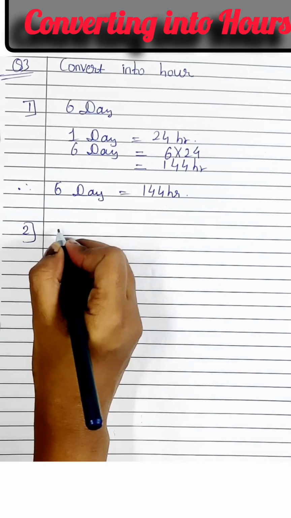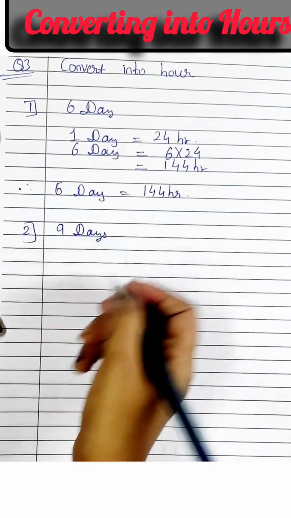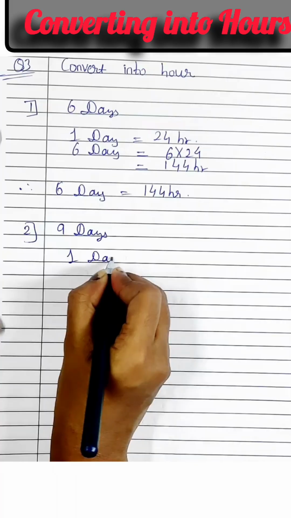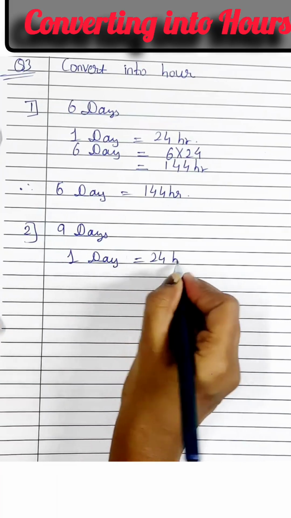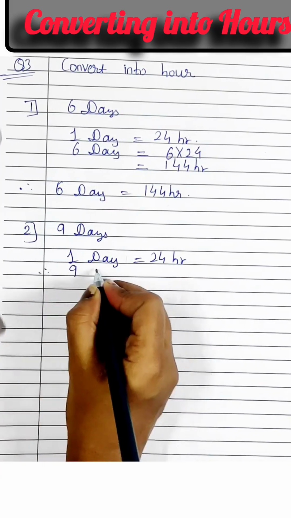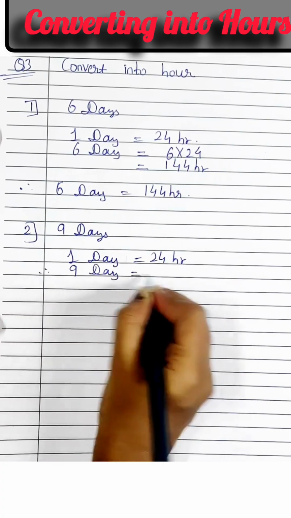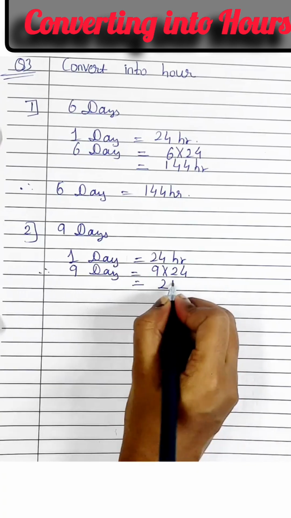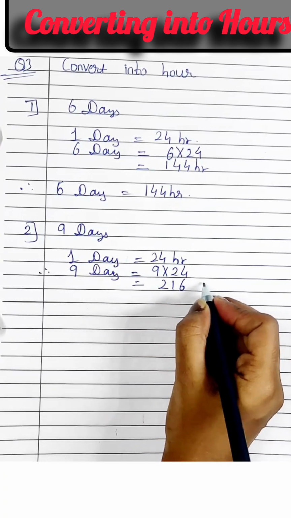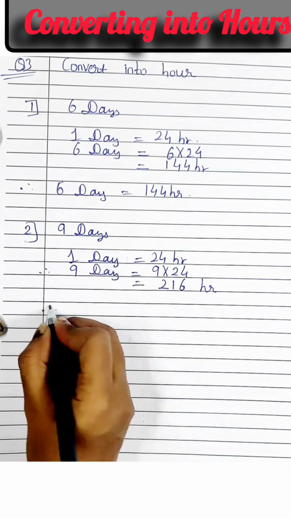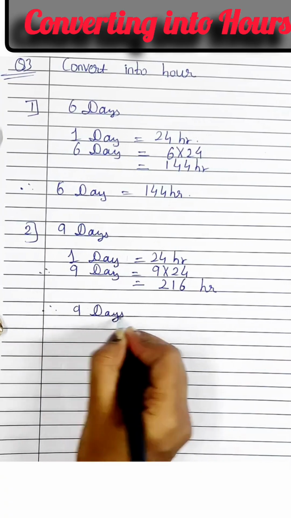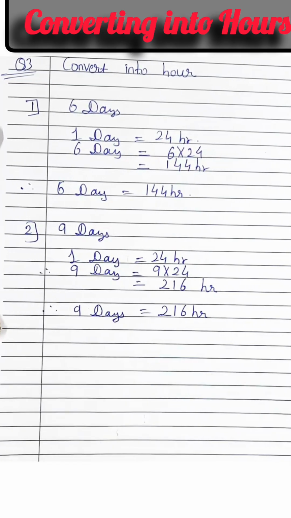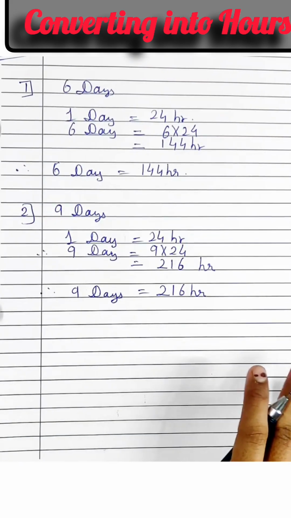Second, 9 days. In one day we have 24 hours. So in 9 days we have to do 9 multiplied by 24, which will give you 216 hours. Therefore, in 9 days how many hours do we have? Total hours is 216 hours. Okay.